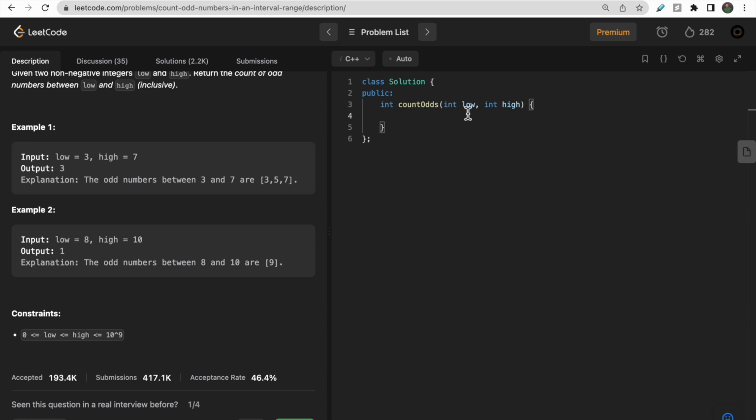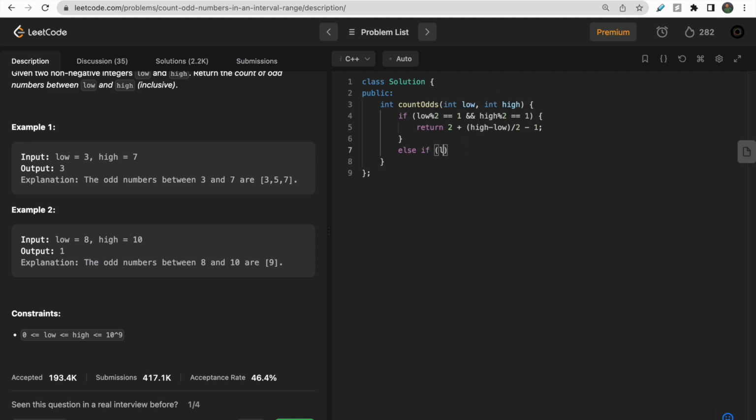So what was our first condition? If low modulus 2 equals 1 and high modulus 2 also equals 1, in that case both are odd numbers. So what we were doing, we were returning 2 plus (high minus low) by 2 minus 1. Sorry, not high plus low, it is high minus low by 2 minus 1.